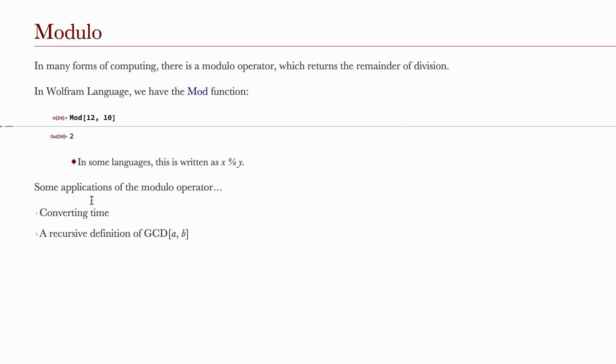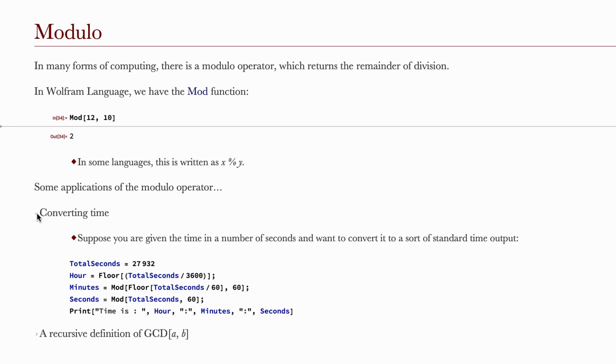Some applications of the modulo operator include converting time. Suppose you are given the time in a number of seconds and want to convert it into a sort of standard time output. To get the number of hours, you could take the total number of seconds divided by 60 squared, then take the floor operator of that. To get the number of minutes, you could take the floor operator of the total number of seconds divided by 60, and take that mod 60.